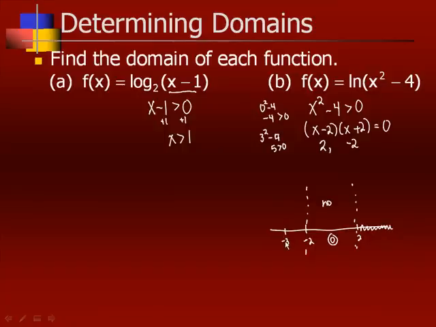Pick something back here. Pick negative 3. Negative 3 squared minus 4, and that's 9 minus 4, which is 5. That one is also greater than 0, so in that case, we shade that interval.